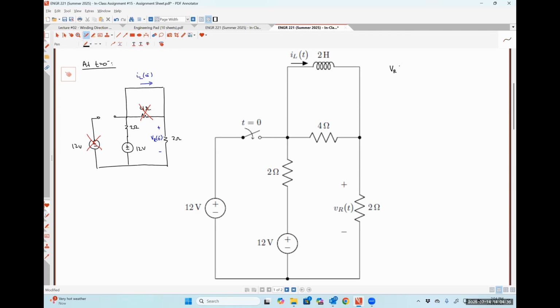So VR at 0 minus is just going to be 12 volts times 2 ohms over 2 ohms plus 2 ohms, which is 6 volts. And from this piece of information, we could say that IL at 0 minus, so all of our inductor current, is going to flow down through the 2 ohm resistor that we just took the voltage drop over. So it's going to look like 6 volts divided by 2 ohms, which is 3 amps. Before we move on to our analysis at t is equal to 0 plus, does anybody have any questions about the analysis that I did here?